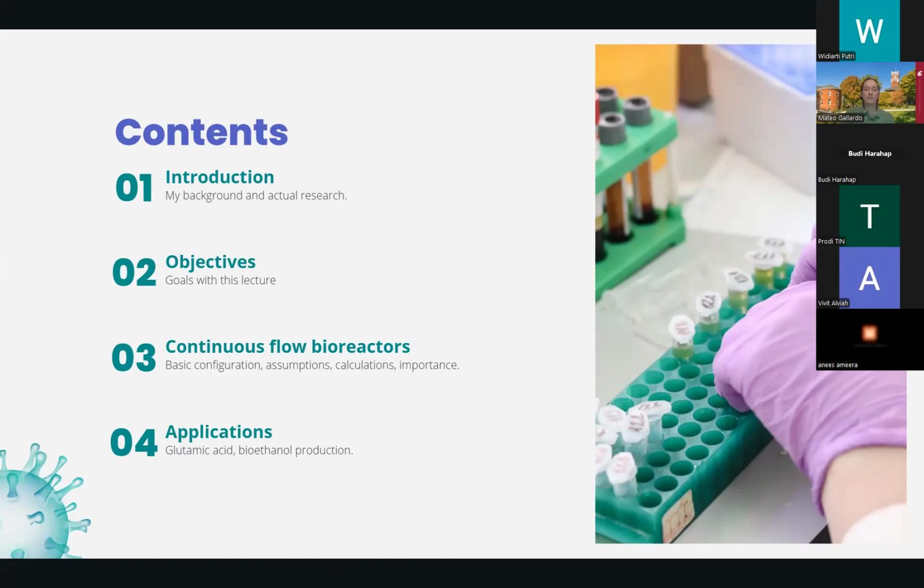I will also let you know the objectives. What are my goals with these lectures? What I would like to see in every one of you. And in the third part, we will go more into the matter of continuous flow bioreactors, talking about basic configurations, assumptions, some calculations. I will not go into so much detail about any calculation, but I would like to show the most important formulas that we use and also the importance of this type of bioreactor. And finally, I will talk about the applications. I brought some diagrams about glutamic acid and bioethanol production, where we can see continuous flow bioreactors.